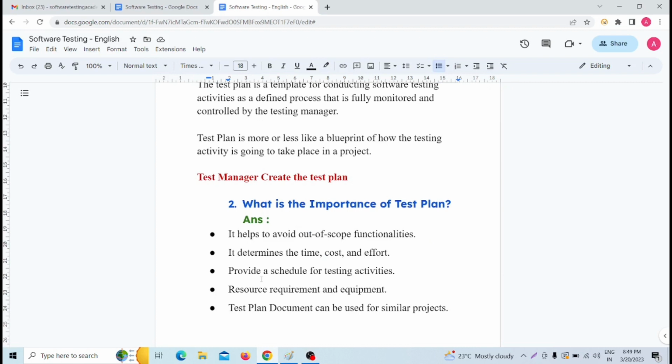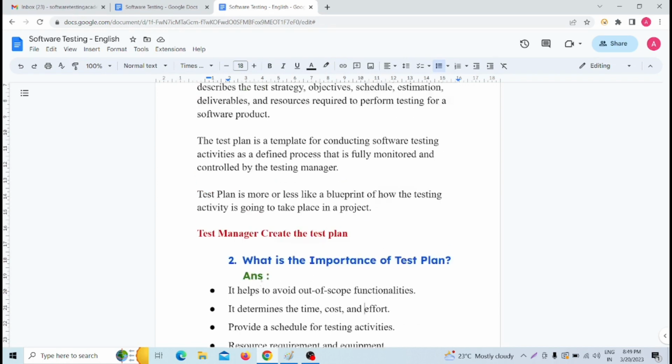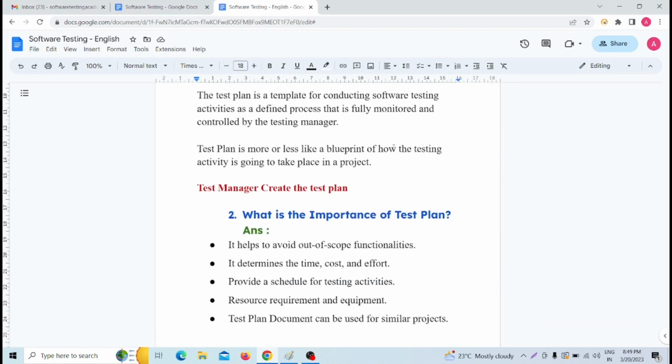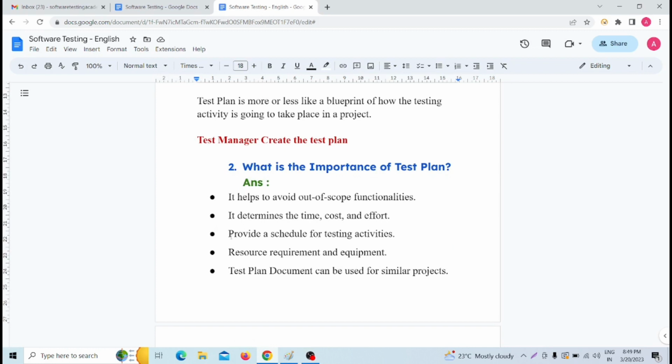Now, provide a schedule for testing activities, in which time we are going to run our test script. That should be defined in the test plan. So in the definition of test plan, I have already told you that we have to define the schedule also, in which time we are going to run our test script. Okay, so the test plan provides a schedule for testing activities.